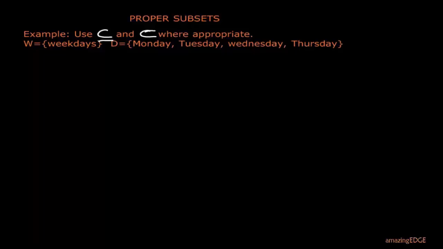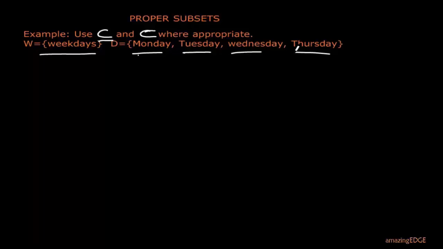In this example, we want to see how to make proper use of subset notation. For instance, we have a set W. W is written in set builder form. The members of that set are weekdays. Then we have another set D. The members of this set D are Monday, Tuesday, Wednesday, and Thursday. Now we want to look at the relationship between W and D. We want to see how we can appropriately use these symbols, subset and proper subset.